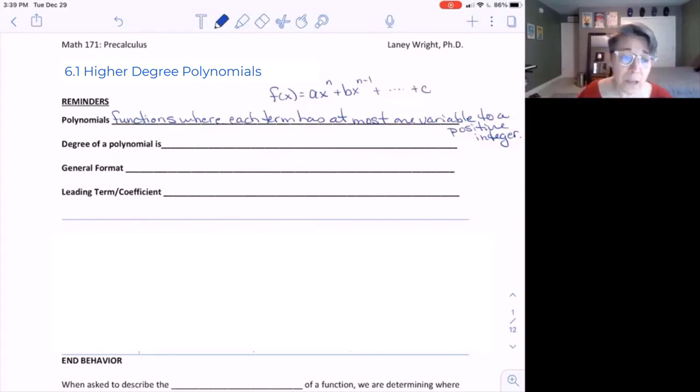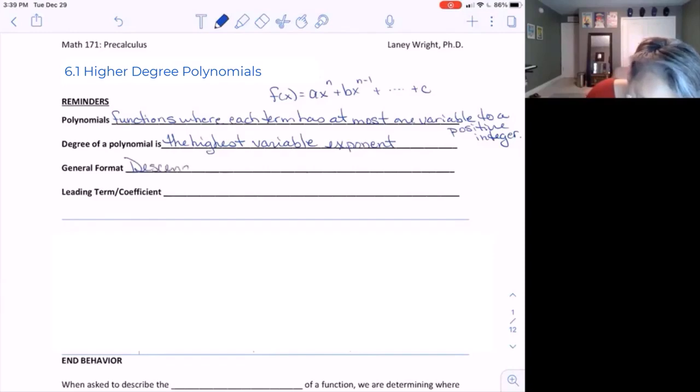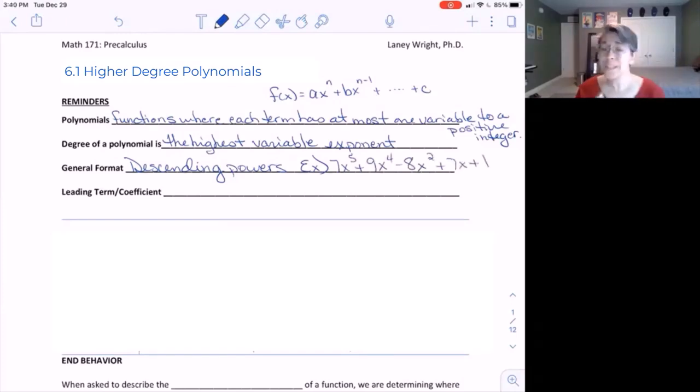Now, the degree of a polynomial is the highest variable exponent. And again, the general format is that they're in descending powers. For example, we might have 7x to the 5th plus 9x to the 4th minus 8x squared plus 7x plus 1. Notice it doesn't have an x to the 3rd or an x cubed. It just has to go down in order.